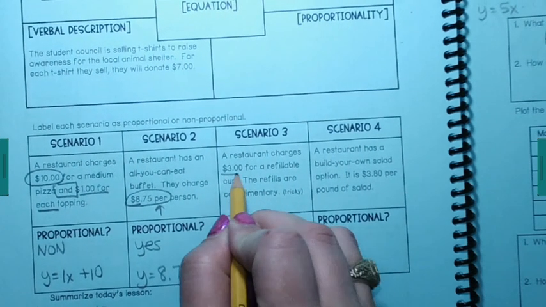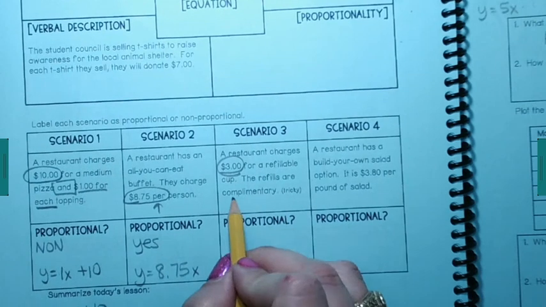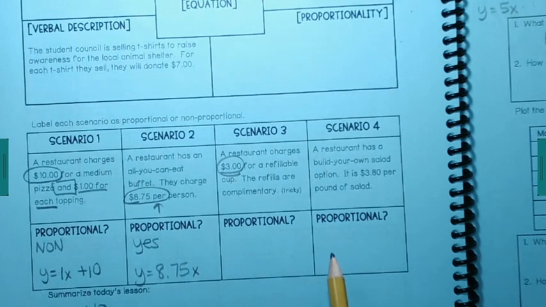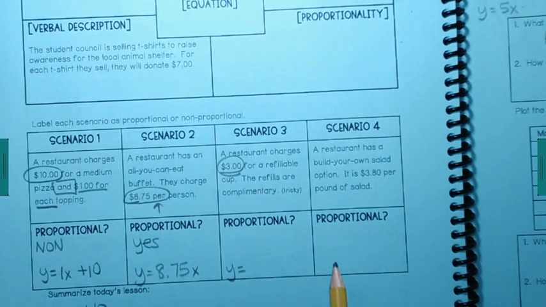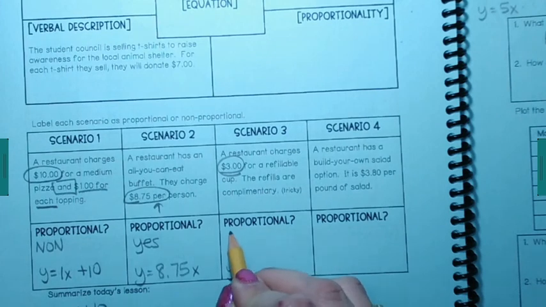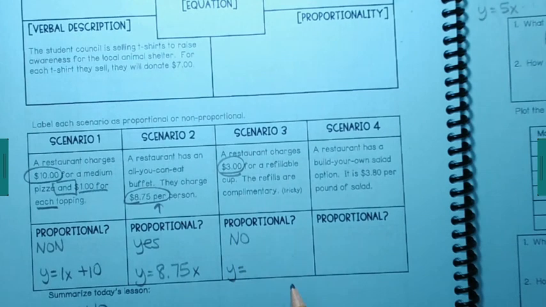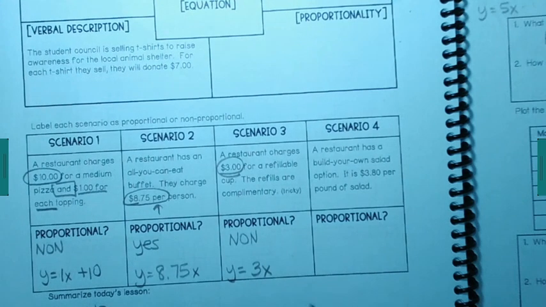Next one. A restaurant charges $3 for a cup. Refills are complimentary. That means free. Is this proportional? Is anything else being added or subtracted other than that $3? No. If nothing's being added, what do we do? It's proportional. Yep. My equation is y equals 3x.